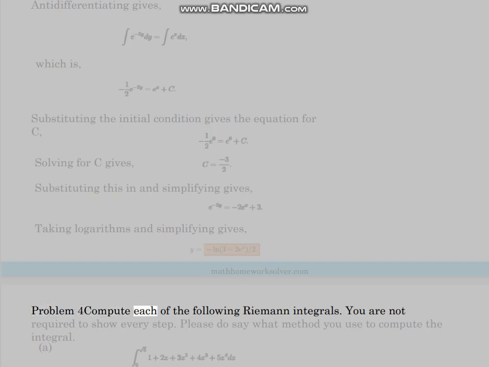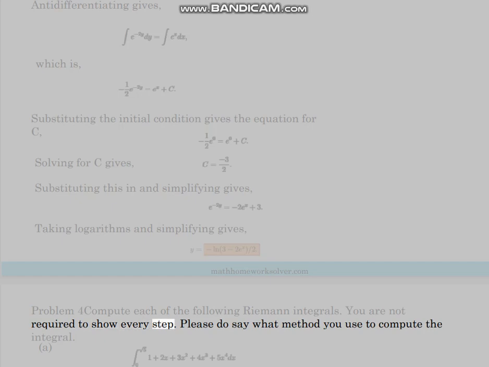Problem 4. Compute each of the following Riemann integrals. You are not required to show every step. Please do say what method you use to compute the integral.